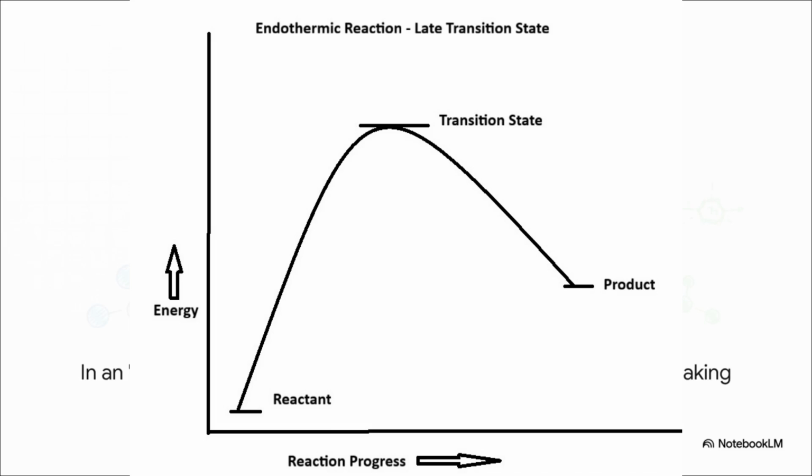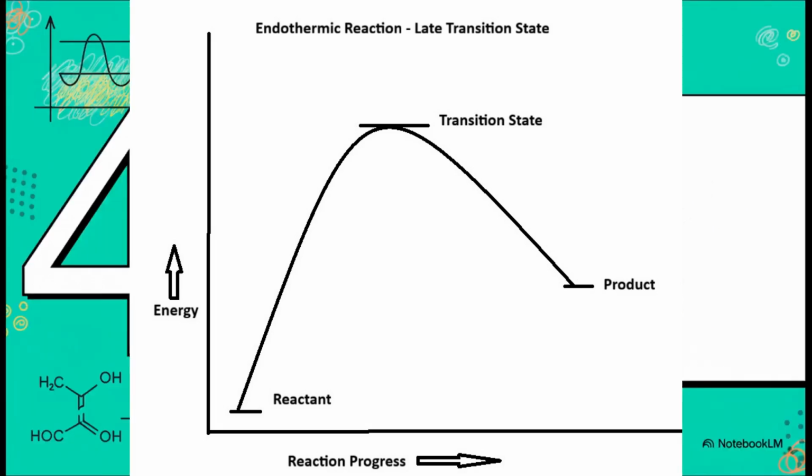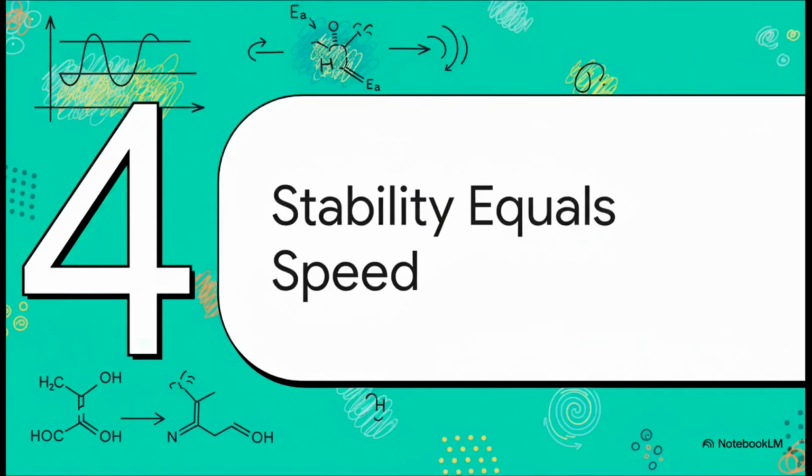So, what does the transition state look like? You guessed it, it looks a lot more like the final product. We call this a late summit. Okay, so we can predict the structure of the peak. Big deal, right? Well, it is a huge deal.